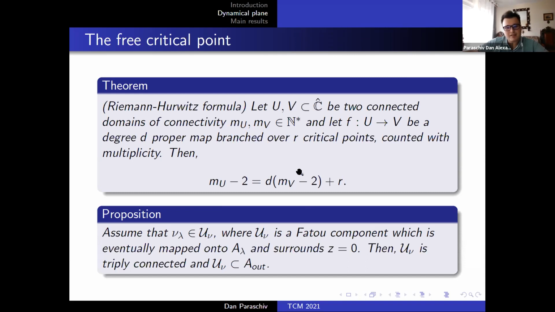Now, by applying Riemann-Hurwitz, all eventual preimages of A lambda until we eventually reach the critical point are annuli. And when we finally reach the critical point, we obtain that U nu, the Fatou component which contains the free critical point, has to be triply connected. And it also lies outside the A lambda.